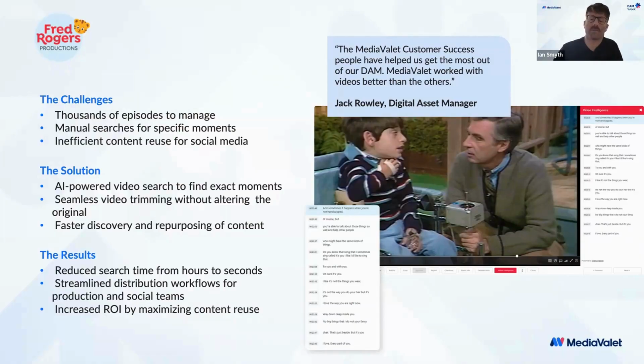One example that I love, and it was just recently shared by Jack Rowley, their DAM manager, was when the team came to him looking for video content that featured a trolley in Mr. Rogers' neighborhood. So using AVI, he was able to quickly search trolley and find all the moments across their entire library of 1,100 episodes where the trolley was present. This is something that's incredibly simple, but it would take hours and hours to accomplish without the help of AI.